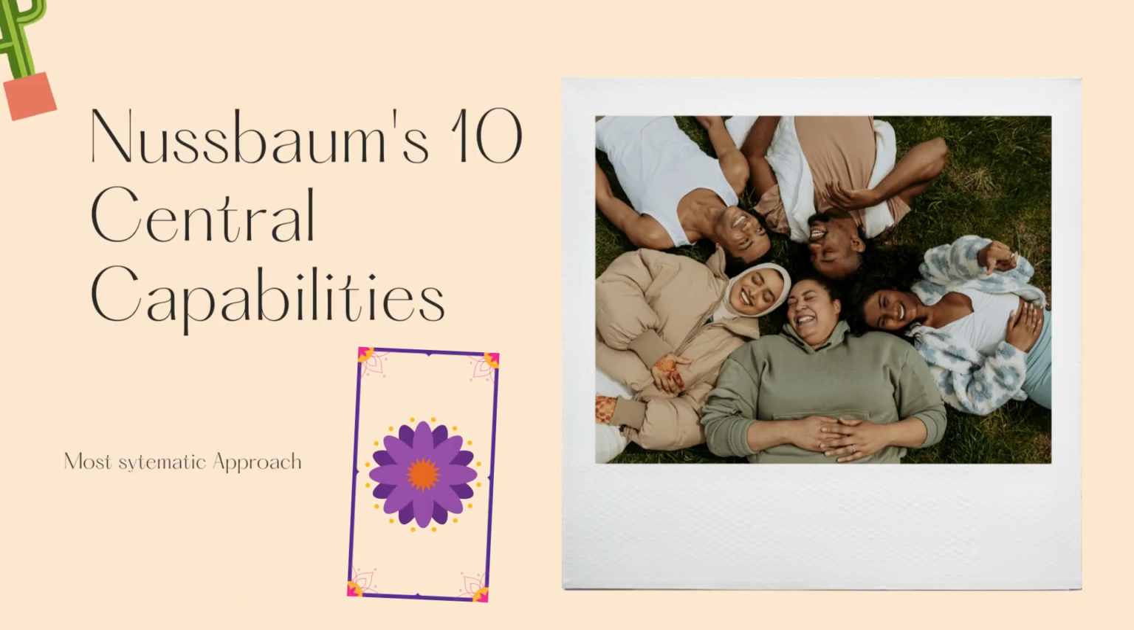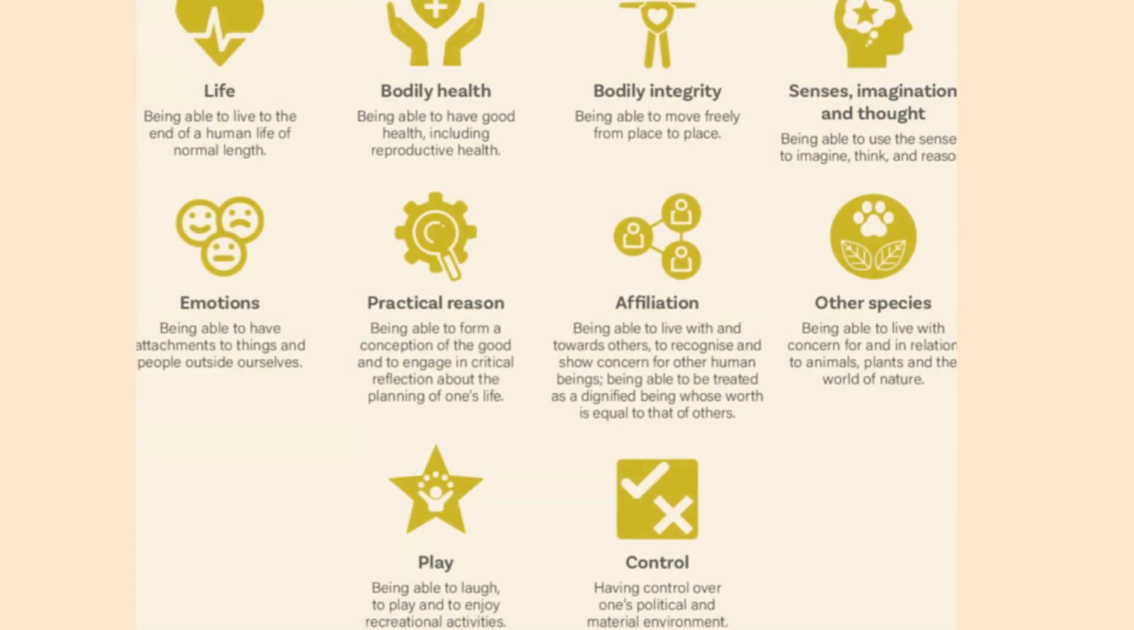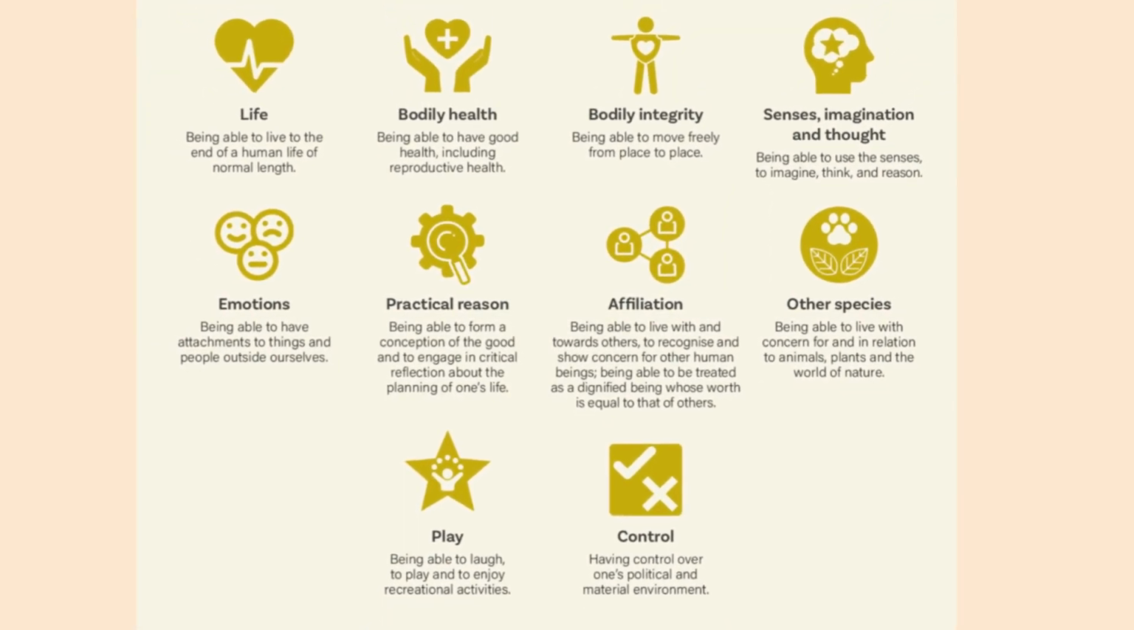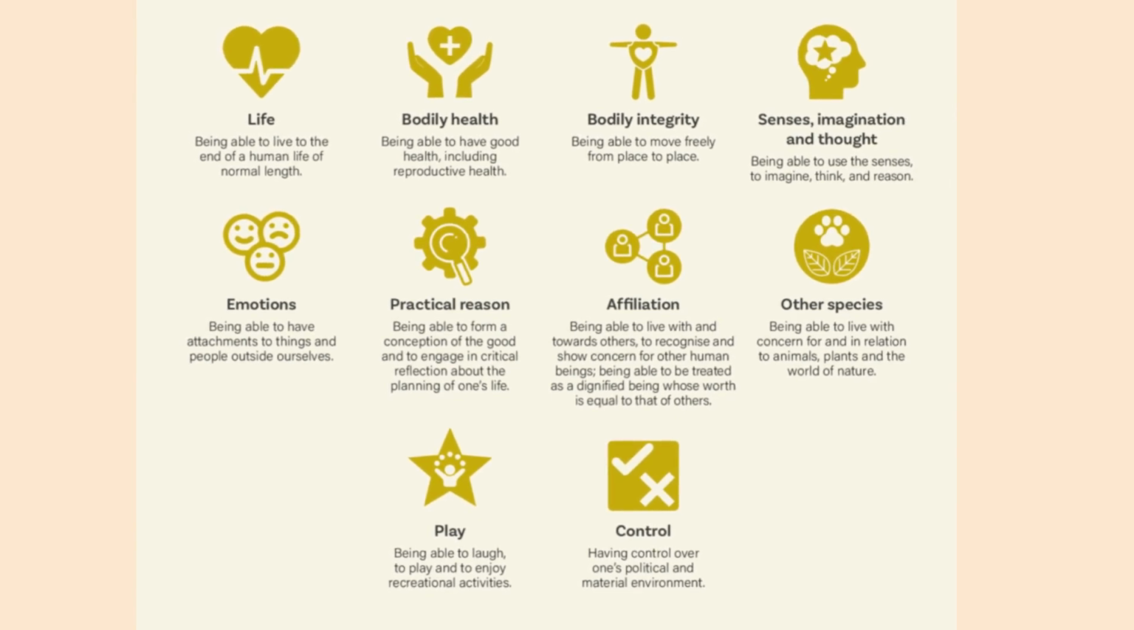And now we will go into Nussbaum's 10 central capabilities and briefly mention them. Martha Nussbaum has developed one of the more systematic capability theories. She outlines 10 universal central capabilities that every individual must have to lead a good life: life, bodily health, bodily integrity, senses, imagination, and thought, emotions, as well as practical reason, affiliation, other species, play, control over one's environment, as well as architectonic role.